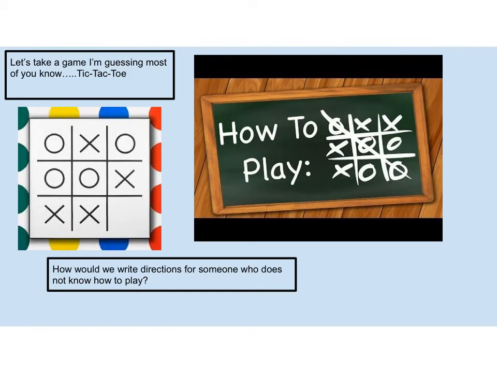So let's take a game that I'm guessing most of you already know, and that would be tic-tac-toe. We're going to remember that you already saw the video for this yesterday, if you did what was on the assignment yesterday. And I'm sure you already know how to play tic-tac-toe, but what we're going to consider today is how would we write directions for someone who does not know how to play this game. So let's be thinking about that.